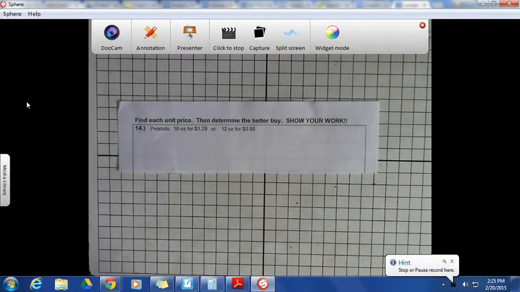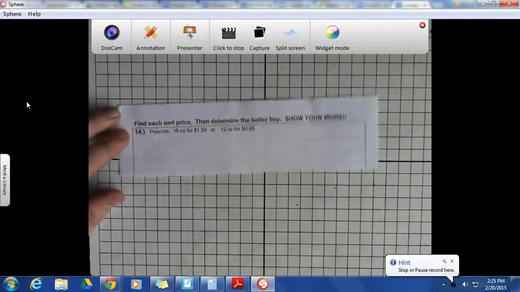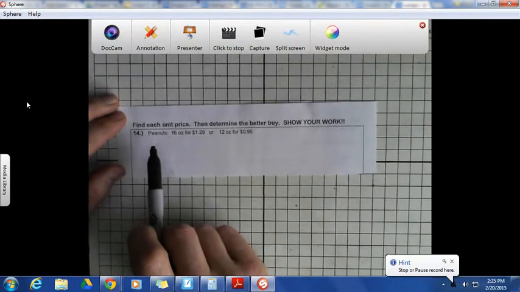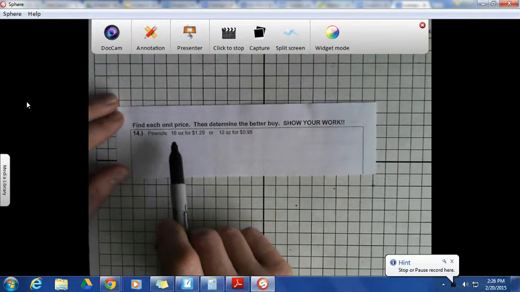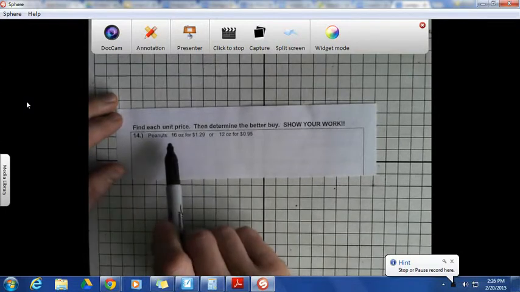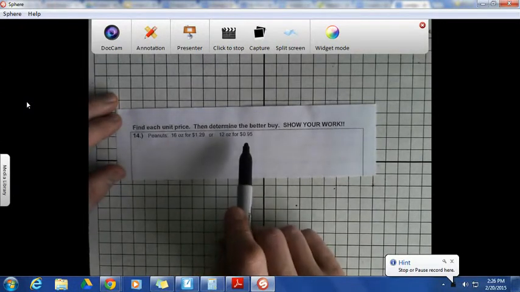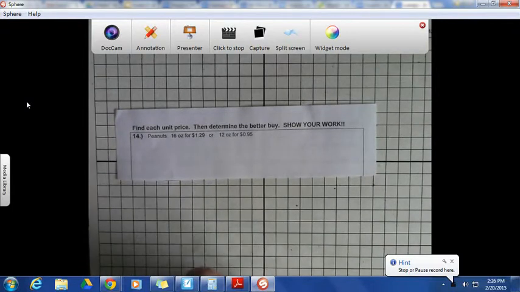Alright, for question number 2, we are looking at unit rate, and we are going to find the unit rate, but also graph the unit rate. So the example I have for you has to do with peanuts. We have the cost of two different types of peanuts here. The first kind costs $1.29 for 16 ounces. The second kind costs 95 cents for 12 ounces. So we're going to compute the unit rate first, and then we will graph it.